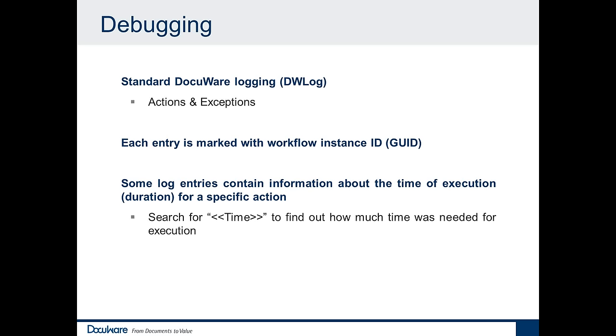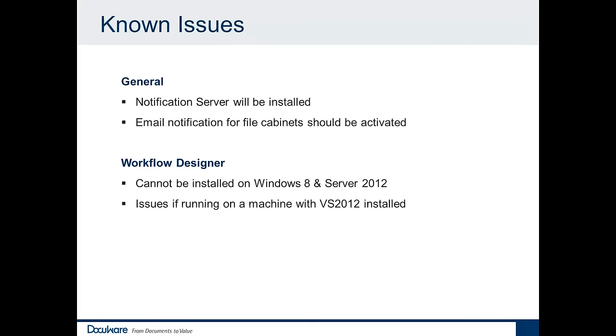Entries are marked with the workflow instance ID, and sublog entries contain information about the time it takes to execute for a specific action. So if you're looking through there, you can search for time on how much time was needed to execute a particular operation. And that would be how much time it was sitting in a user's list before it was actually acted on.